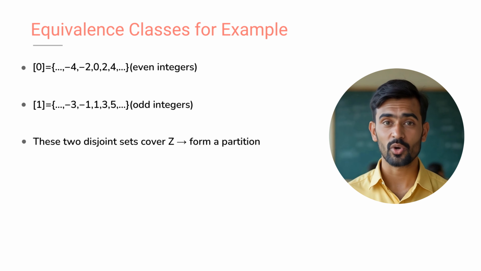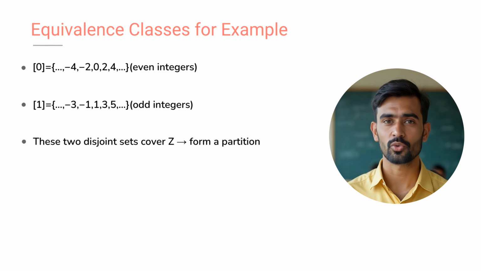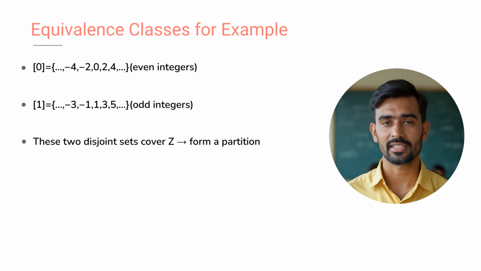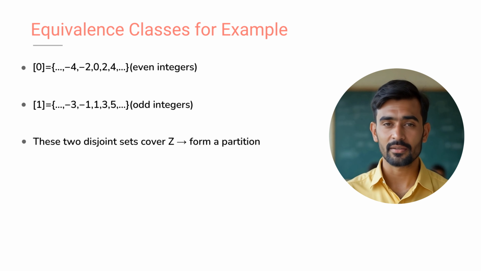Now, let's look at what it creates. The equivalence class of 0 includes all even integers: -4, -2, 0, 2, 4, and so on. The class of 1 includes all odd numbers: -3, -1, 1, 3, 5, and so on. So, this relation neatly splits the entire set of integers into just 2 disjoint sets, evens and odds. That's the power of equivalence relations. They group elements that behave the same into well-defined classes.